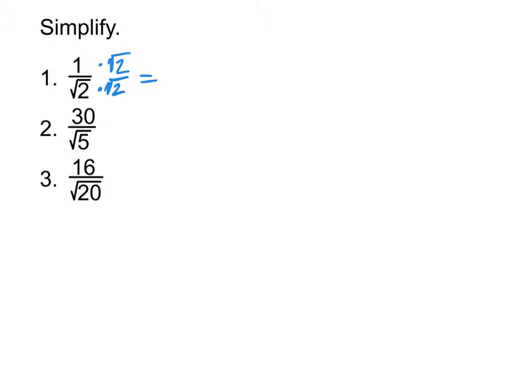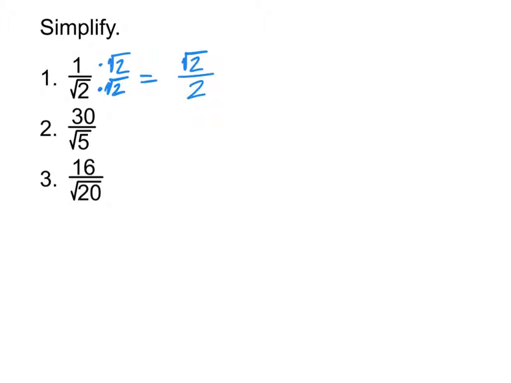1 times root 2 on the top is just root 2. Root 2 times root 2 on the bottom, well, you might start by thinking of it as the square root of 4. But of course, the square root of 4 just equals 2. So that simplifies down to be root 2 over 2. That's what we're looking for there.